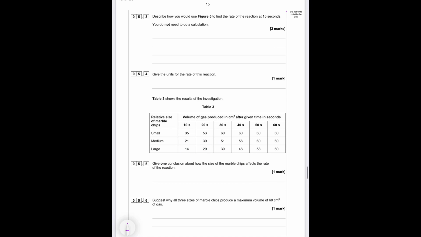For this part of the question, it says describe how you would use figure 5 to calculate the rate of reaction at 15 seconds. And it says you do not, and that's highlighted in bold, need to do a calculation. So we've just got to describe how we would do this. First of all, you would have to draw a tangent on the graph at 15 seconds. And then you would calculate the change in volume divided by the time taken with respect to the tangent.